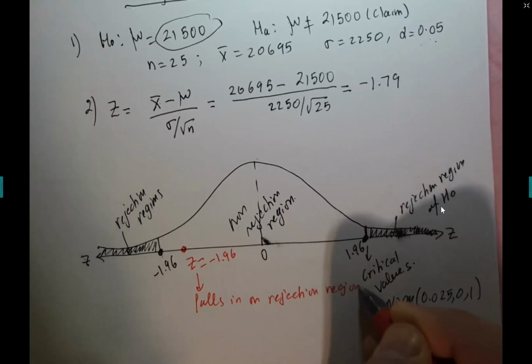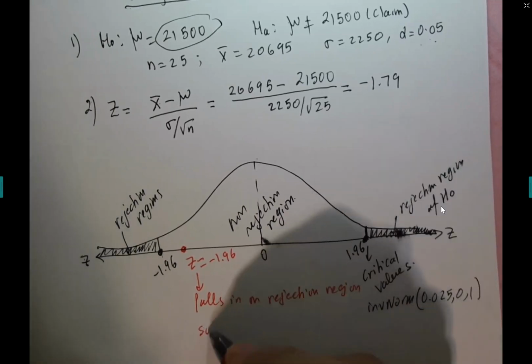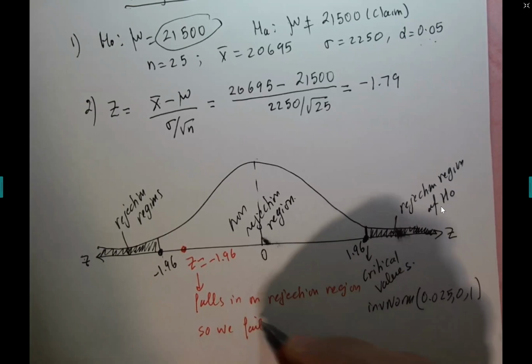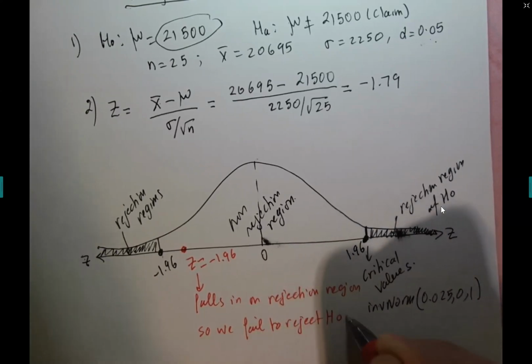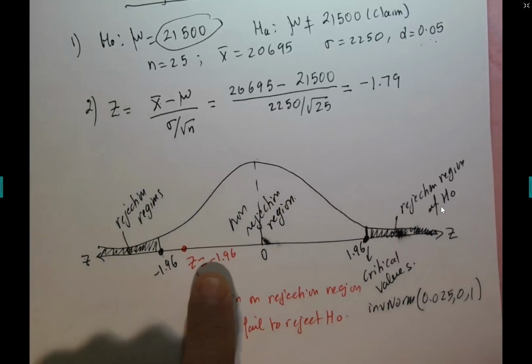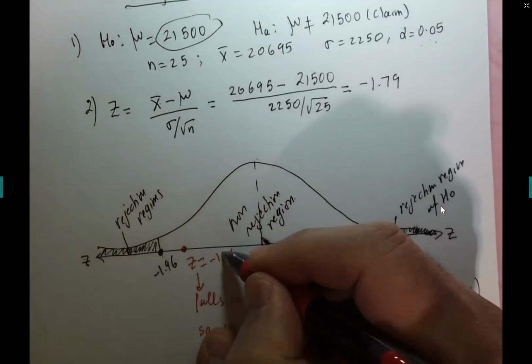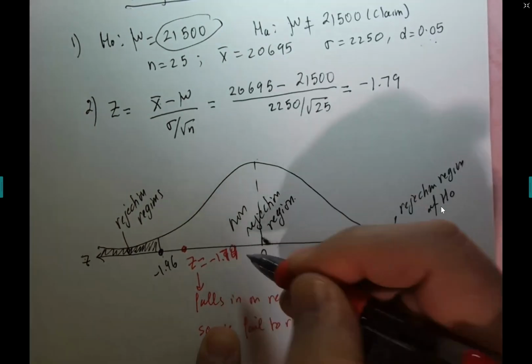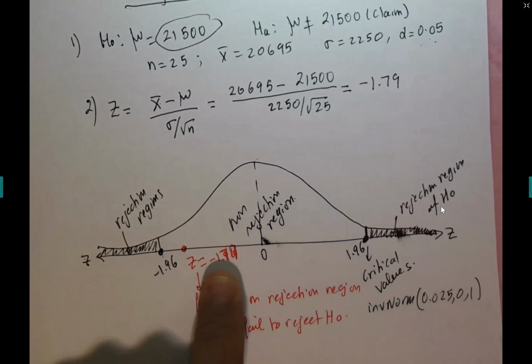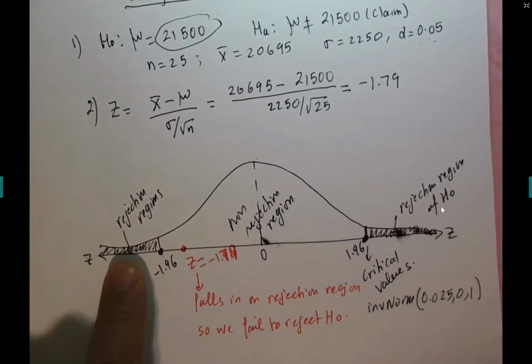So we don't use the p-value here. So we fail to reject H0. Let's say this one was negative 0.79. Let's say this was negative 2.11. The negative 2.11 would have been right here, guys, and then you reject H0.